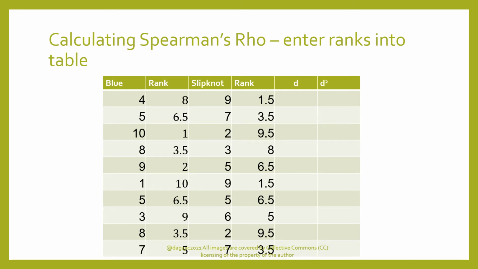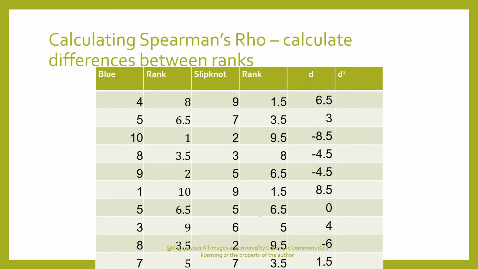So you can see here, participant 1 ranked Blue 4, so that got a rank value of 8, and Slipknot 9, so that got a rank value of 1.5. What we need to calculate is the differences between the ranks. So 8 take away 1.5. So you can see 8 take away 1.5 gives us 6.5, and 6.5 take away 3.5 gives us 3, and so on. Now note we've got some negative values.